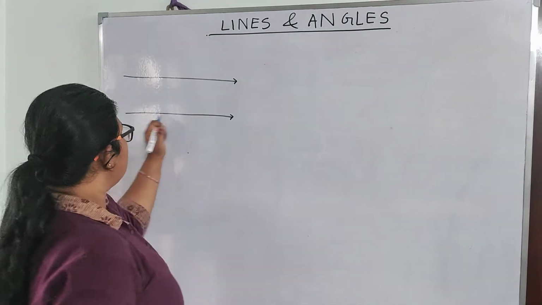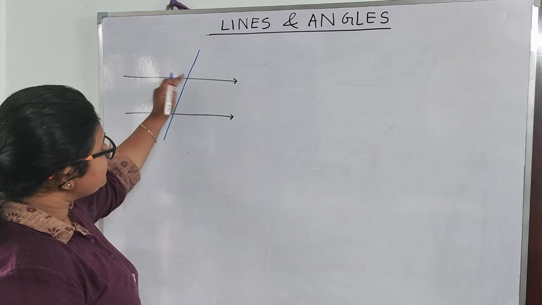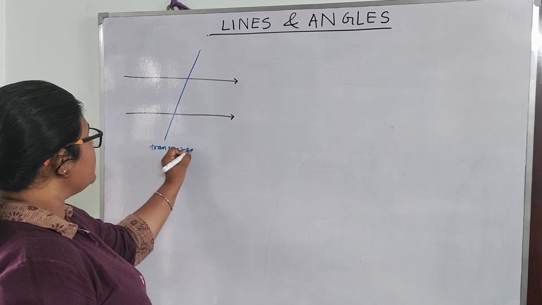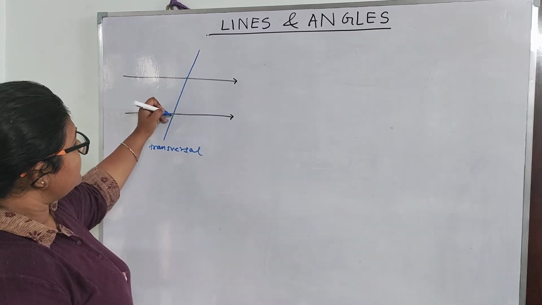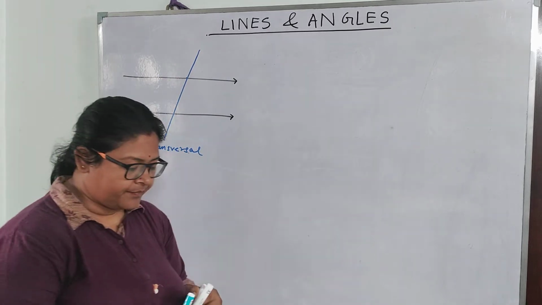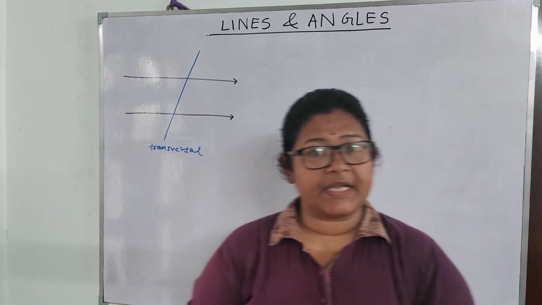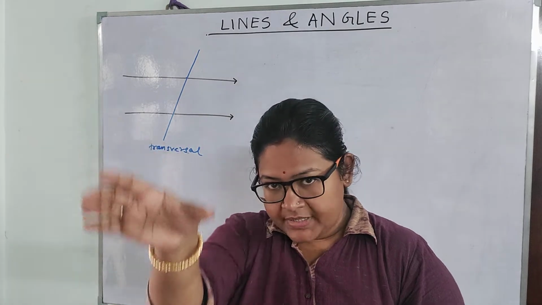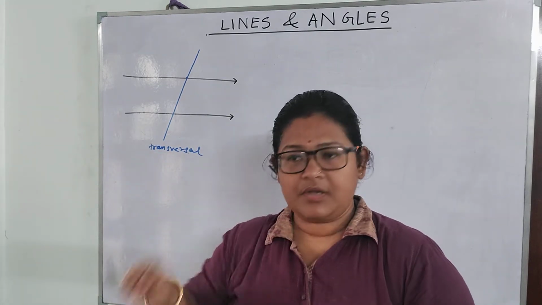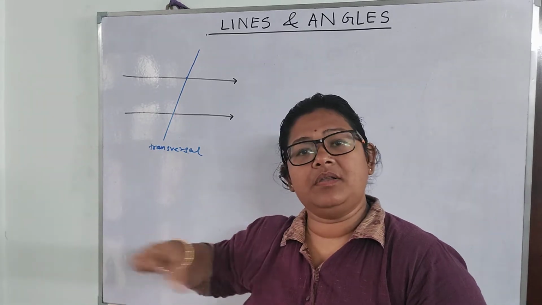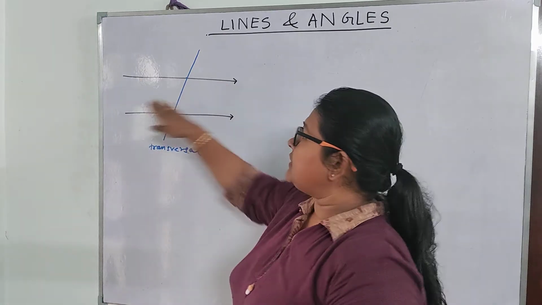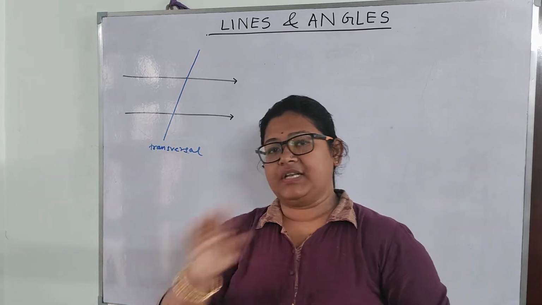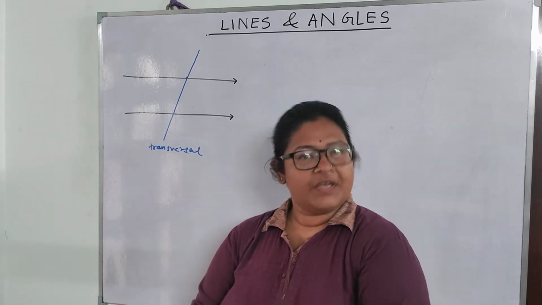Clear? Good. And a line which cuts the two parallel lines is known as a transversal. This is a transversal line which cuts the two lines at two different points. A very good example is the railway tracks. Have you ever seen the railway tracks, where the two steel tracks keep on moving, but in between you will see wooden planks placed? Imagine that these are the railway tracks and the wooden planks are placed in this way. So they are acting like parallel lines and transversal lines. Okay, that's clear?